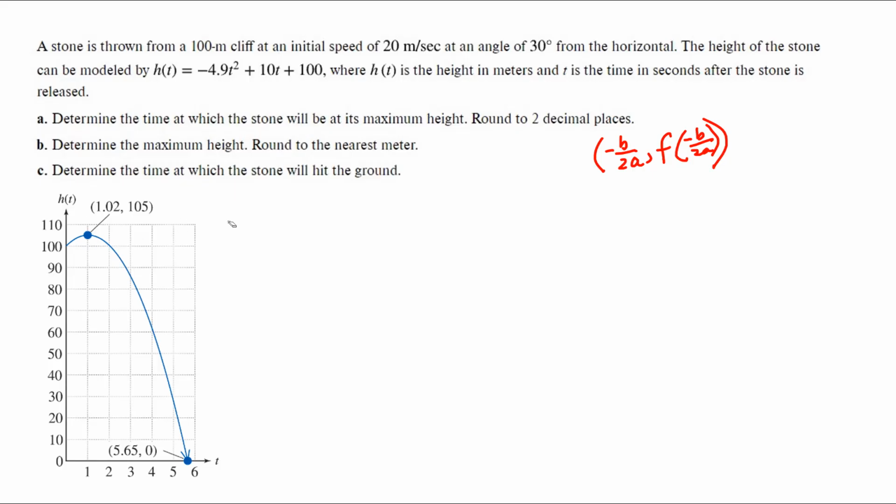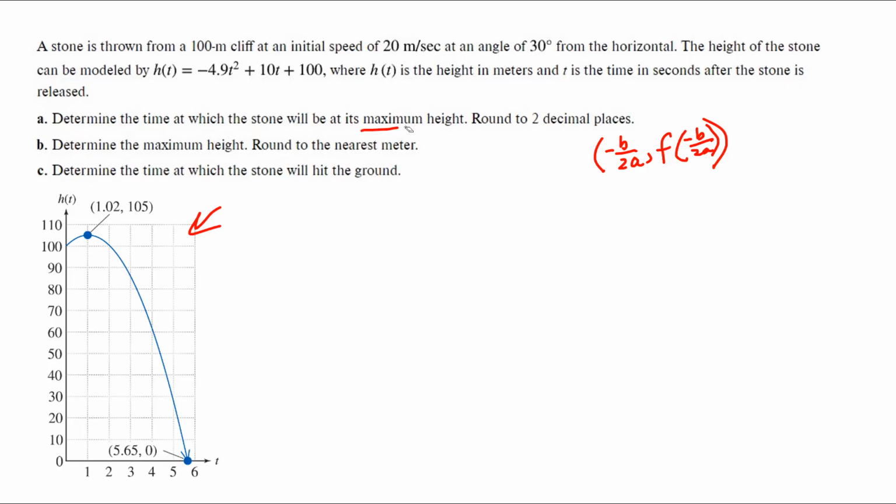All right, so determine the time at which the stone will be at its maximum height. And we're assuming we didn't have this picture. I mean, we have it now. We could look at it and say, oh, yeah, it's after 1.02 seconds. It is at its highest point, which is 105 meters. Just going to use the equation to figure out its maximum height.